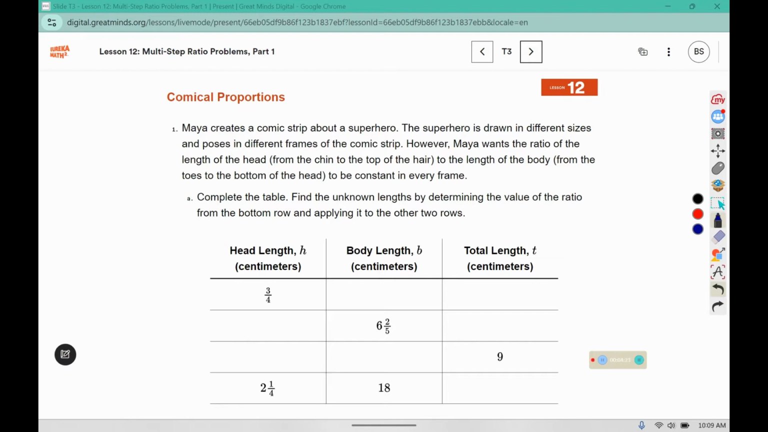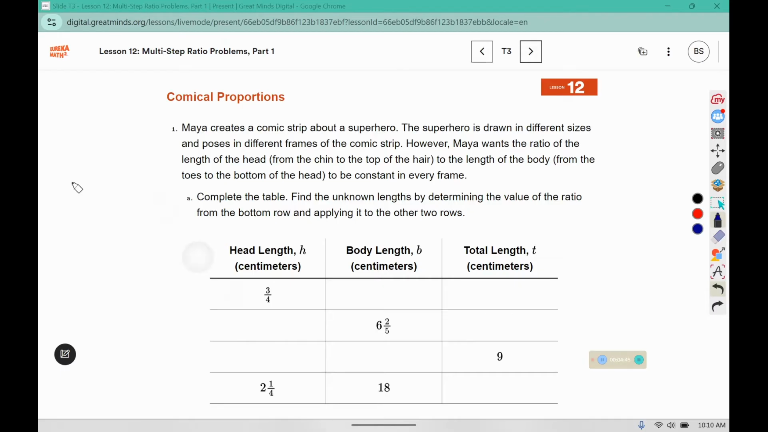Complete the table. Find the unknown lengths by determining the value of the ratio from the bottom row and applying it to other rows. So what it means by finding the value of the ratio, that's kind of like finding a constant of proportionality. So we are going to figure out what that constant of proportionality is, so it can help us fill in the rest of the table.